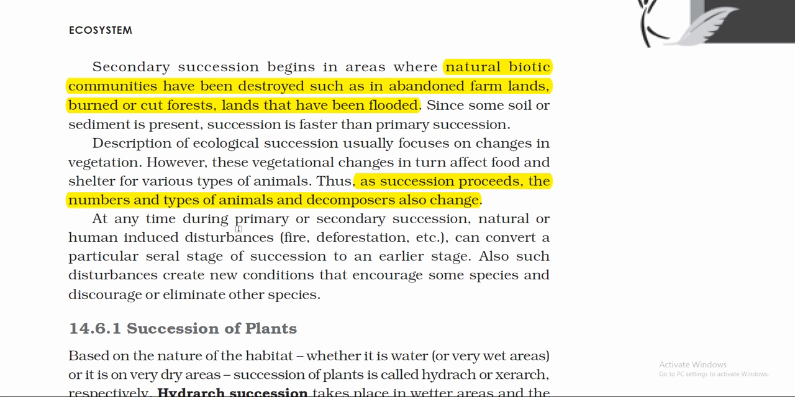At any time during primary or secondary succession, natural or human-induced disturbances, such as fire, deforestation, etc., can convert a particular serial stage of succession to an earlier stage.